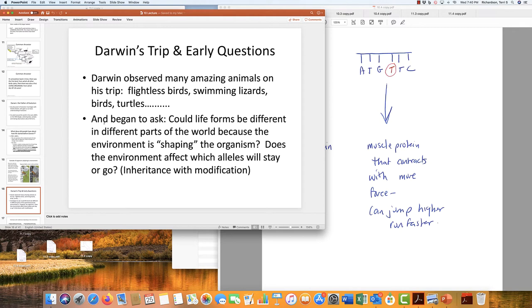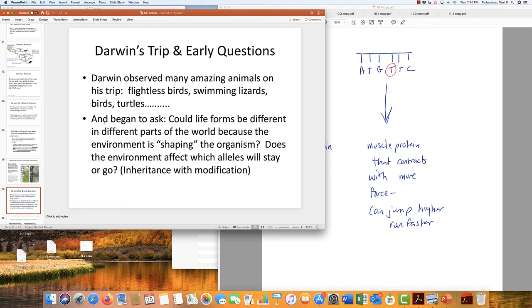So Darwin gets on a ship. 5 years he spends. Now you have to understand the times. 1800s. Nobody has planes, trains, automobiles. If you're going anywhere, you're walking, you're on a horse, or you're on a ship. So imagine growing up in one place, never leaving there, and then getting on a boat and going tens of thousands of miles away. Darwin saw things that blew his mind.